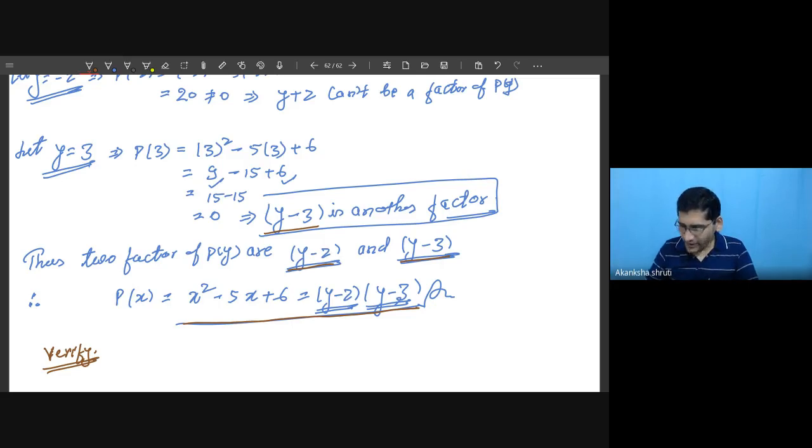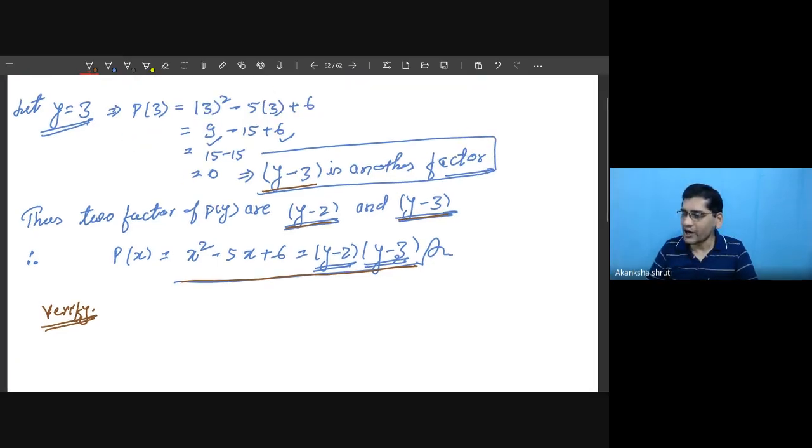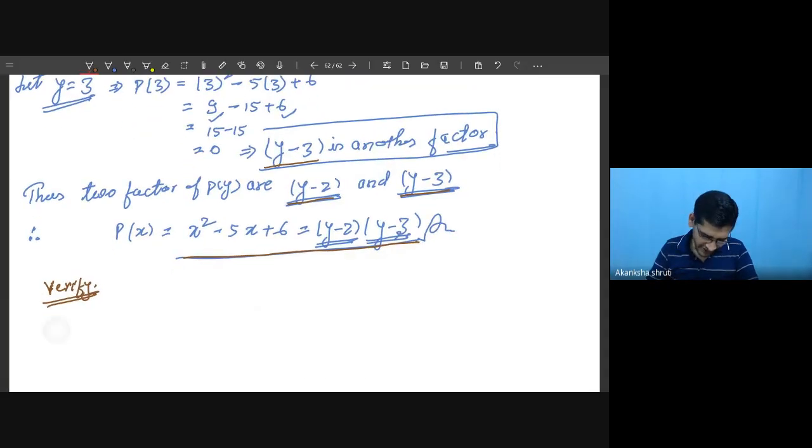But whether what you have obtained is correct or not, for that you can verify. Or this is method 2: verify the above by factorization, by splitting the middle term. Okay, student, that we are going to do.